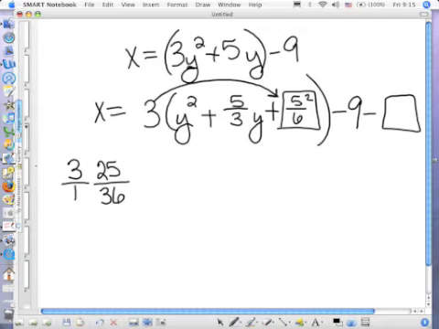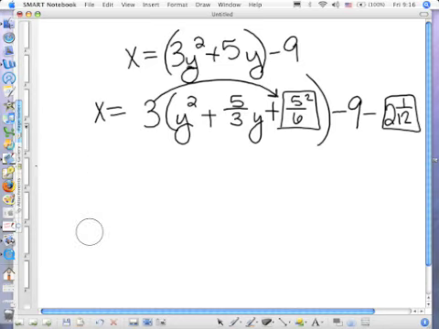Now, can you reduce the 3 and the 36? Yep. 3 goes into 36 12 times. So 25/12 is what's going to go in that box over there. Now let's change that to a mixed number because we're going to be subtracting it from 9. What's 25/12? 2 and 1/12. 12 goes into 25 twice. That's 24. You have one left over.